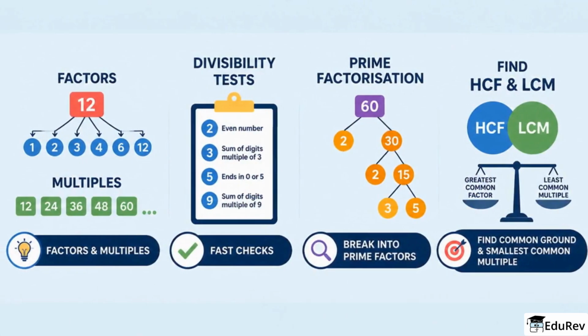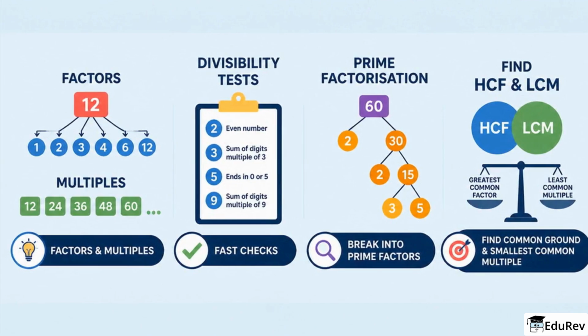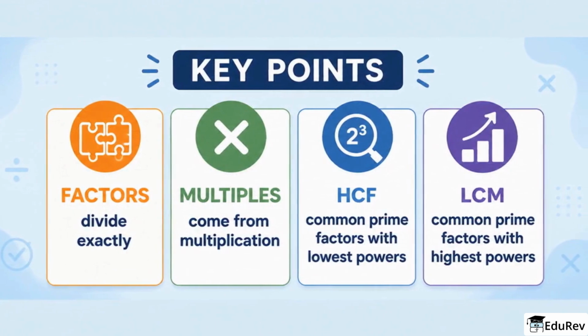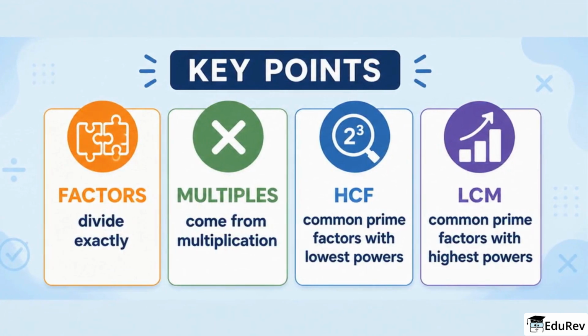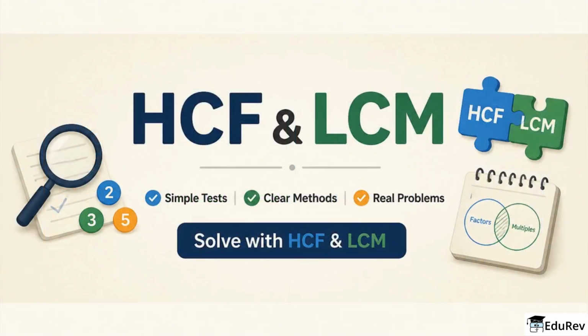So what do we learn from this? We learn how factors and multiples link, how divisibility tests make checks fast, and how prime factorization helps find HCF and LCM. Let us quickly remember the key points. Factors divide exactly, multiples come from multiplication, HCF uses common prime factors taken with lowest powers, and LCM uses highest powers. So today we learned simple tests and clear methods to solve real problems with HCF and LCM.